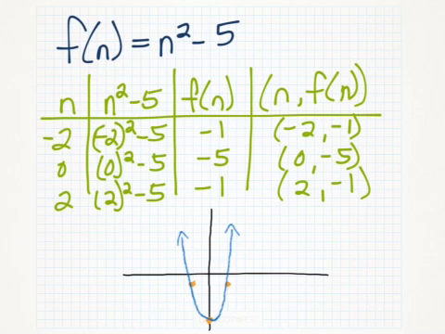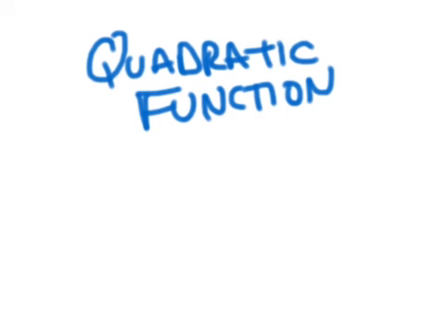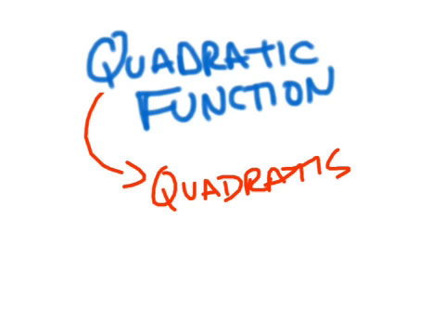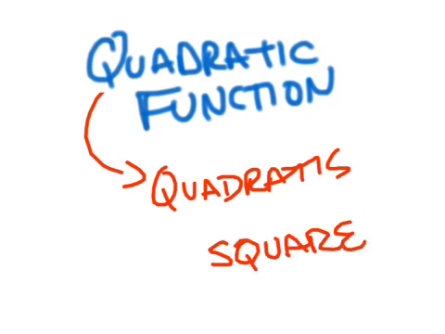The last type of function was called a linear function because it created a straight line. This kind of function is called a quadratic function. Quadratic derives from the Latin word quadratus, which means square. So this is a function that we square. And if you look back to the problem, in fact, we do square the variable.